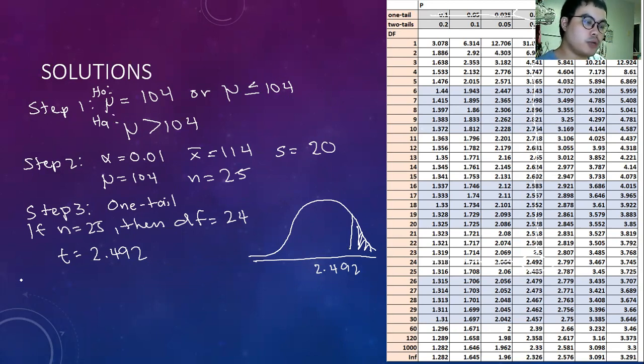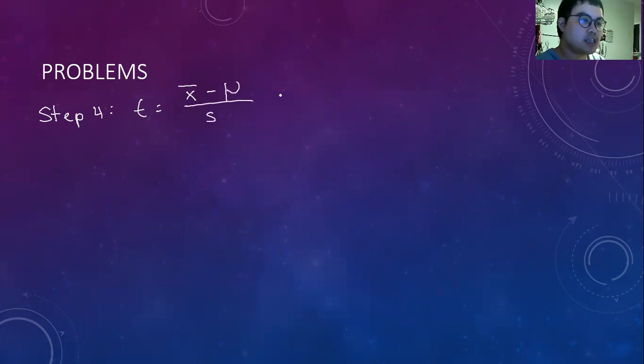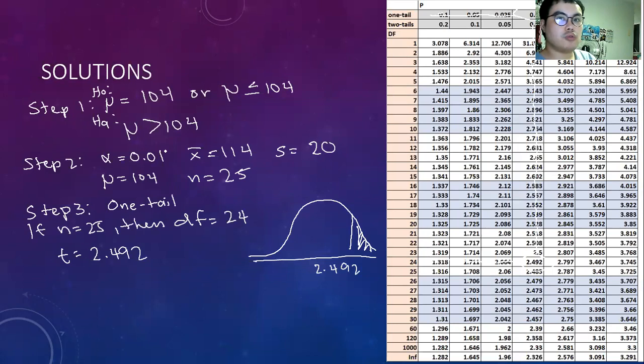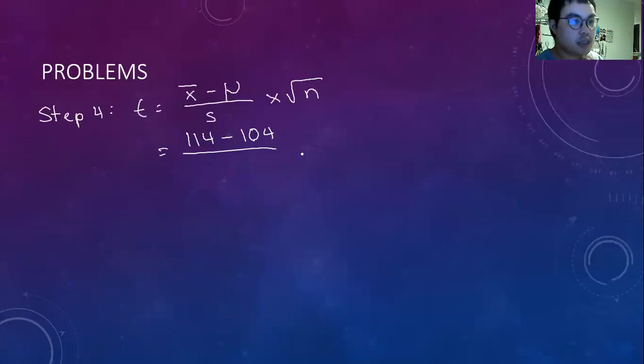Okay, so what we are going to do next is solve for the t-test statistic. Let me recall the formula: sample mean minus the population mean, divided by the sample standard deviation, then multiplied by the square root of n. Now we're going to state what is given. The sample mean is 114 minus 104, which is the population mean, then the s is 20.